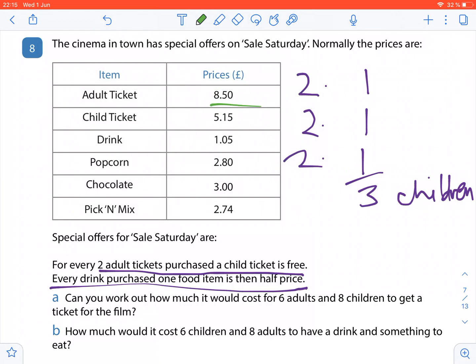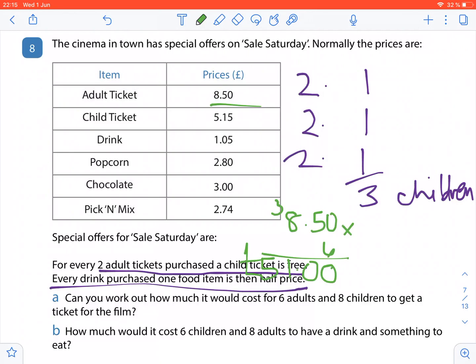So we're going to do £8.50 times by 6 adults. 0 times 6 is 0. 5 times 6 is 30. Make sure I put my decimal point in and carry the 3. 8 times 6 is 48 plus 3 is 51. So £51. That is expensive. Well, I suppose it's normal for cinema. Anyway, £51 for the adults.